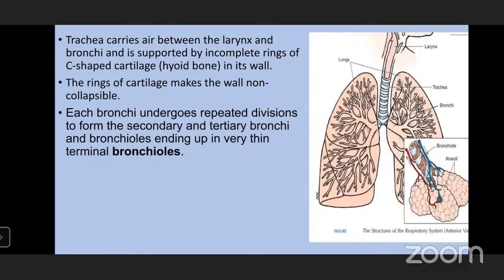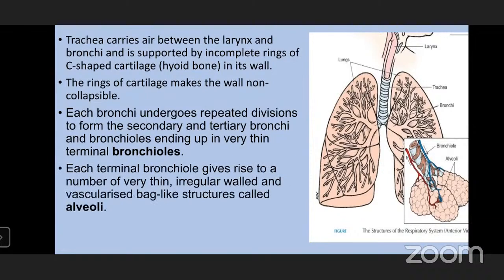Okay, so trachea is dividing into two to form bronchi. Bronchi are again dividing to form bronchioles, that is secondary bronchiole. Then secondary bronchiole will divide into tertiary bronchioles, okay, and ending up into terminal bronchioles. And each terminal bronchiole gives rise to a number of very thin, irregular walled and vascularized bag-like structures called alveoli.